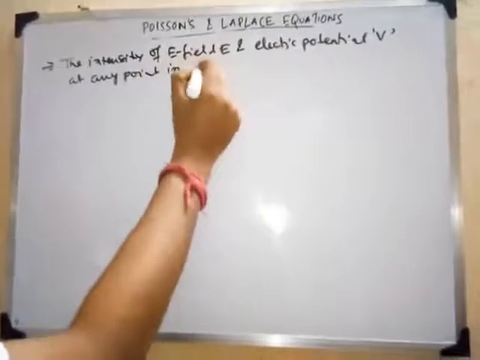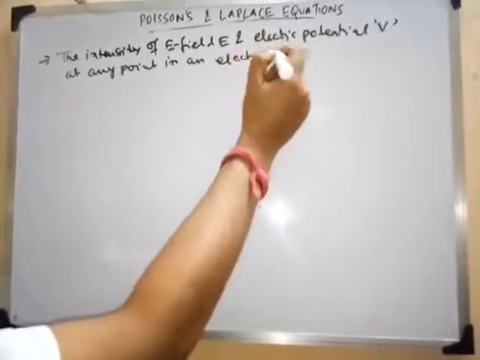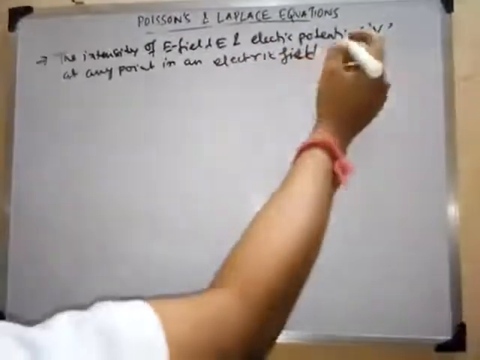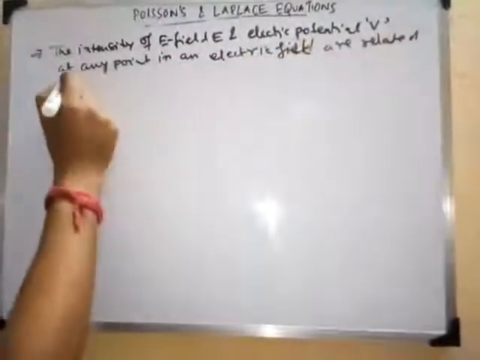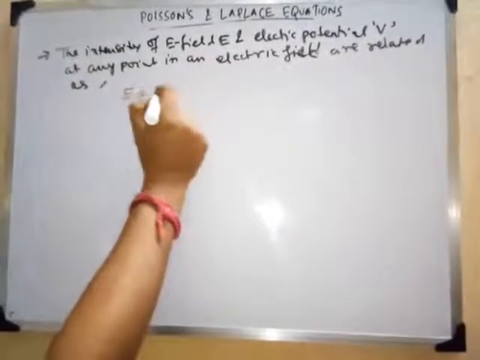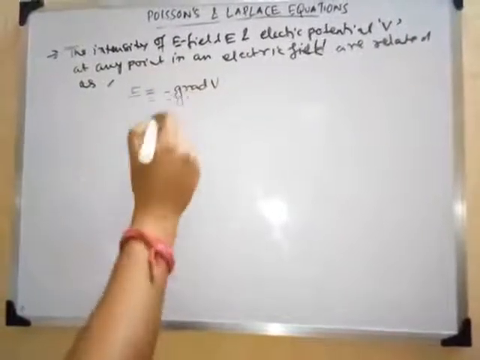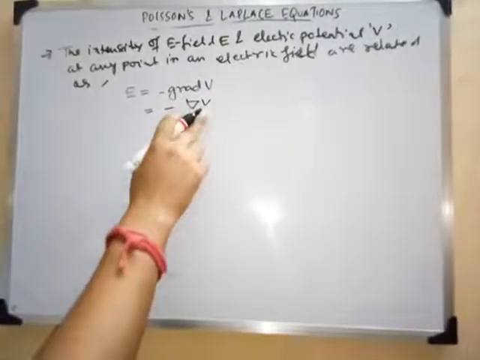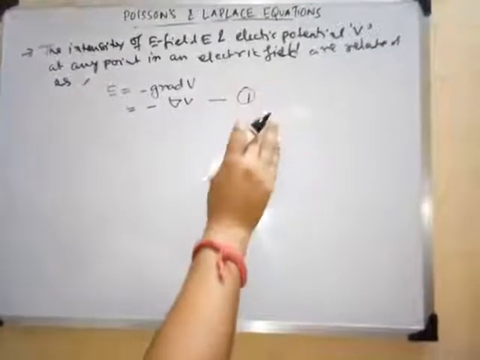in an electric field. Okay, you can write that in an electric field they are related by the expression E is equal to minus grad V, that is the gradient of V. So we can write from here E equal to minus del V. Since we are talking about gradient here, no dot or cross is appearing. So let us take this as our expression number 1, right?